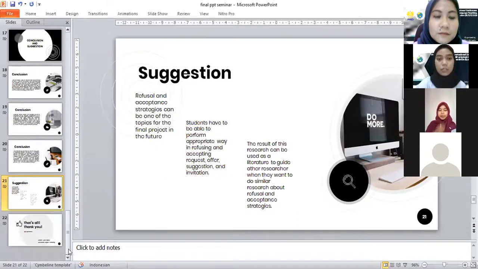The suggestions for this research. So after doing my research about refusal and acceptance strategies, I hope that refusal and acceptance strategies can be one of the topics for the final project in the future. The second is that students have to be able to perform appropriately in refusing and accepting requests, offers, suggestions, and invitations. And the last suggestion is that the result of this research can be used as literature to guide other researchers when they want to do similar research about refusal and acceptance strategies.